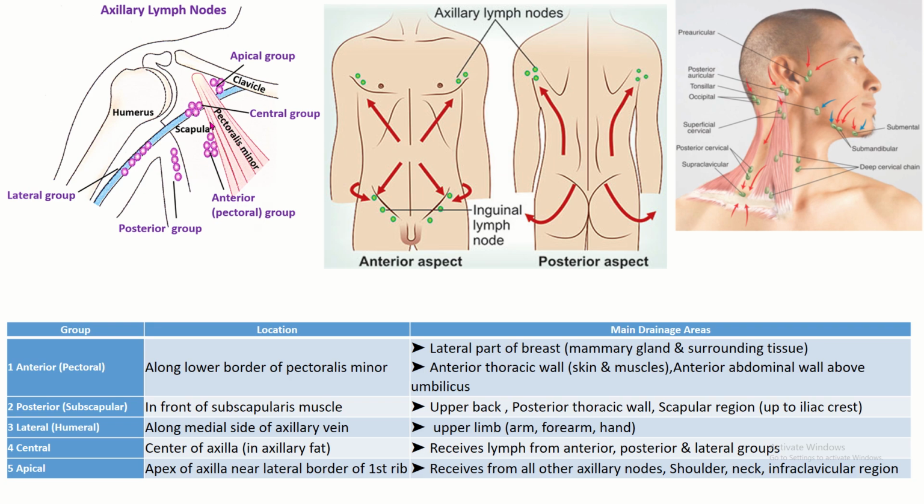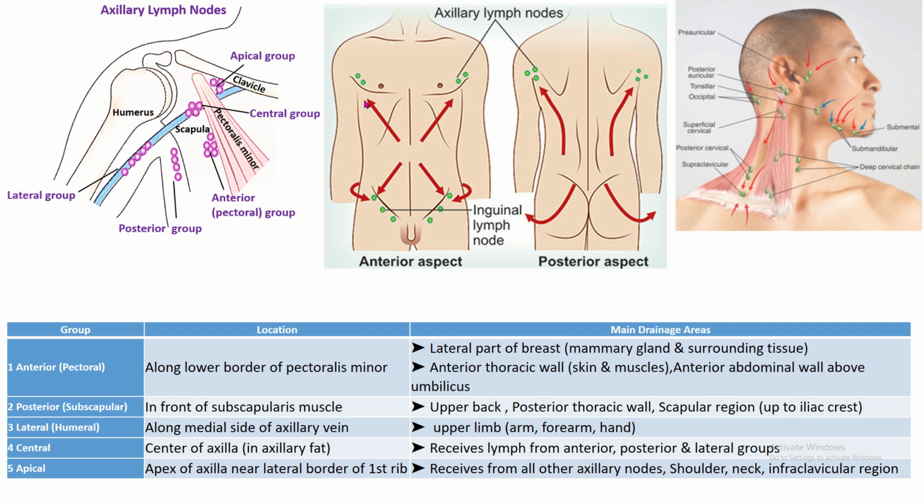anterior axillary group drains the anterior chest wall, upper part of the anterior abdominal wall, and also the lateral part of the chest. The posterior group of lymph nodes drains the upper back, posterior thoracic wall, and scapular region. The lateral group drains the upper limb and central group.